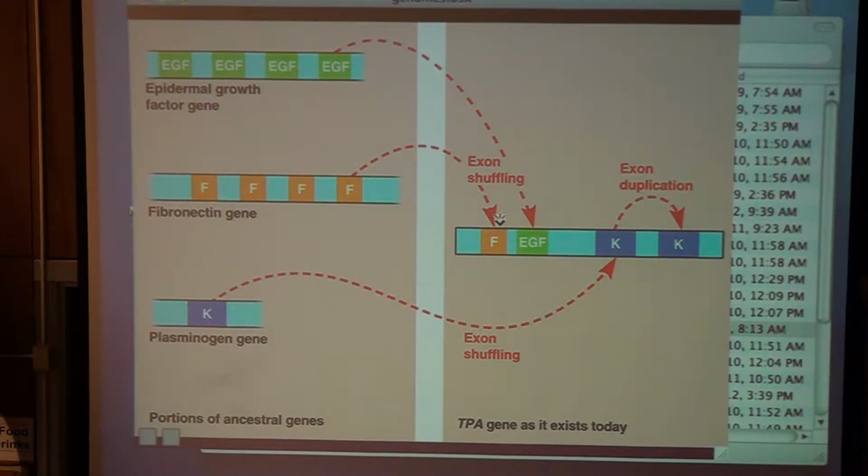They can find the same exons that you find in the TPA gene within other genes. And so they think essentially that this TPA gene was created by exon shuffling, aided by transposable elements that essentially piece together a new gene from the exons of already existing genes.